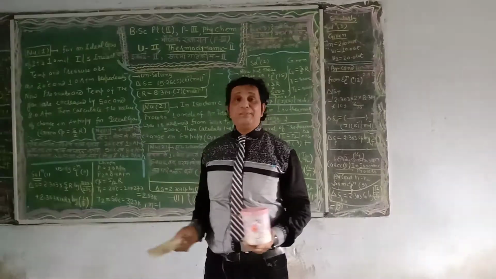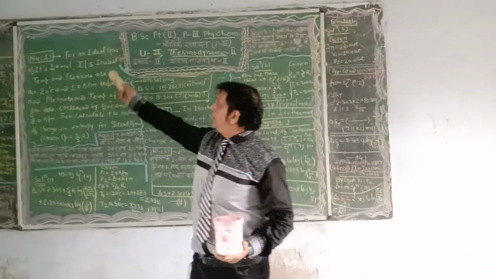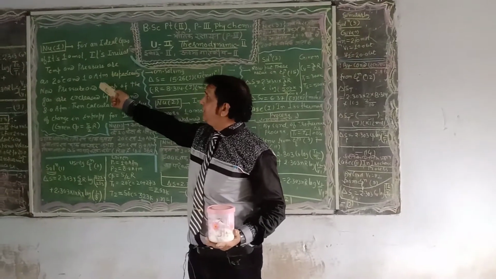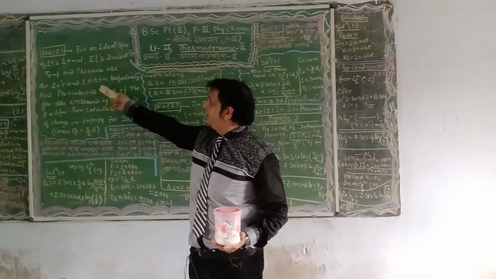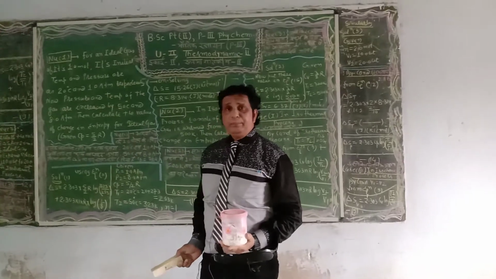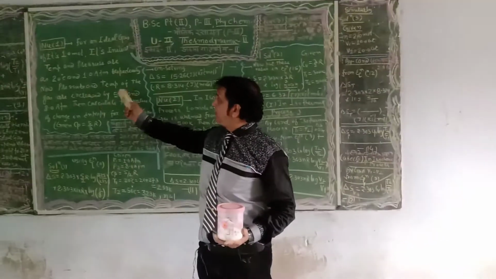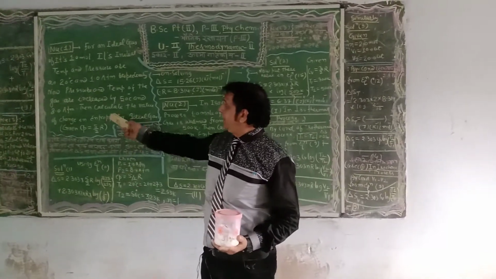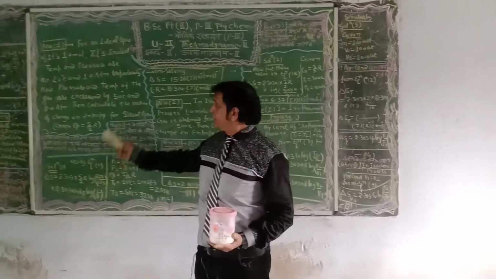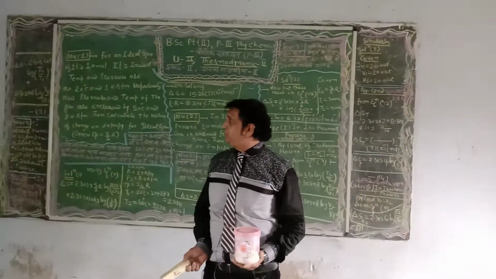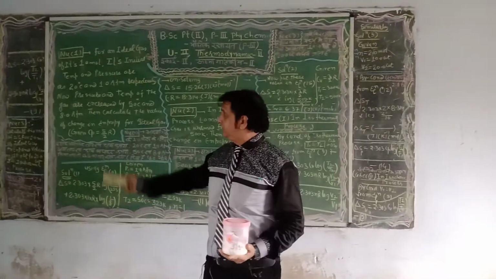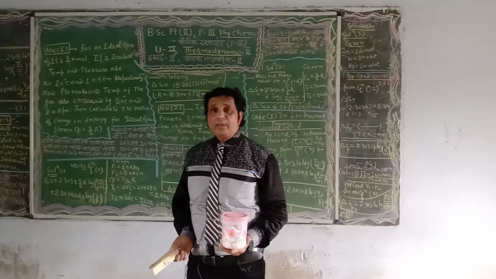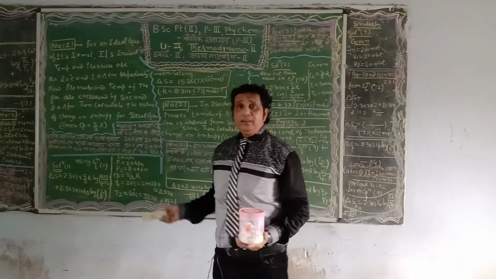The first numerical, once again I repeat: for an ideal gas of 1 mole, the initial temperature and pressure are 20 degrees Celsius and 1 atm respectively. Now the temperature and pressure of the gas are increased to 50 degrees Celsius and 8 atm. Then calculate the change in entropy for the ideal gas, given Cp is equal to 5 upon 2R. The solution.